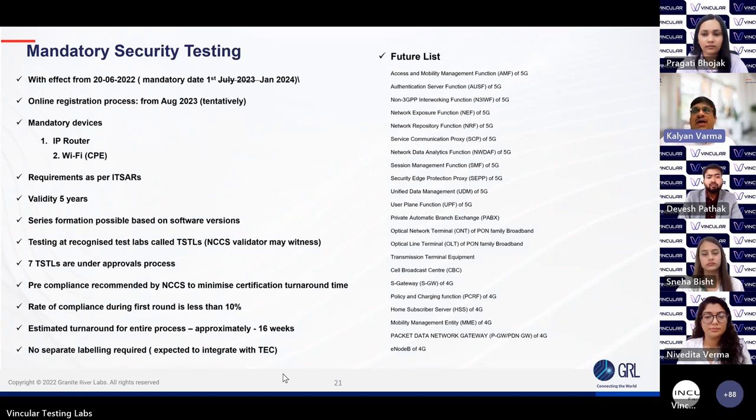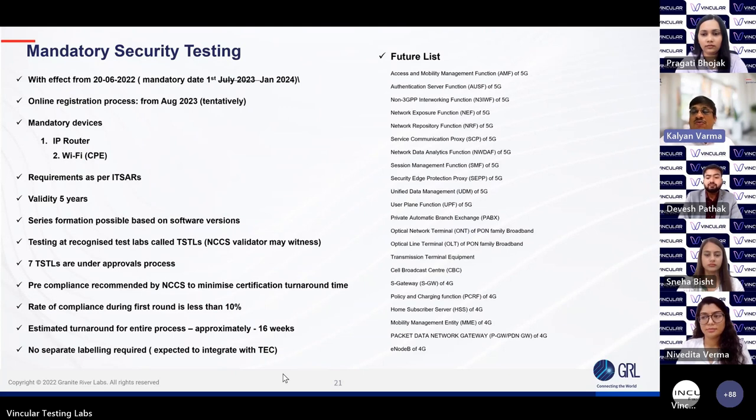And we are expecting that at least 2 to 3 labs are expected to be approved by NCCS based on the latest review conducted by NCCS by end of July. So by 1st of August, when the portal is ready, you will have at least 2 to 3 labs to choose for compliance program.